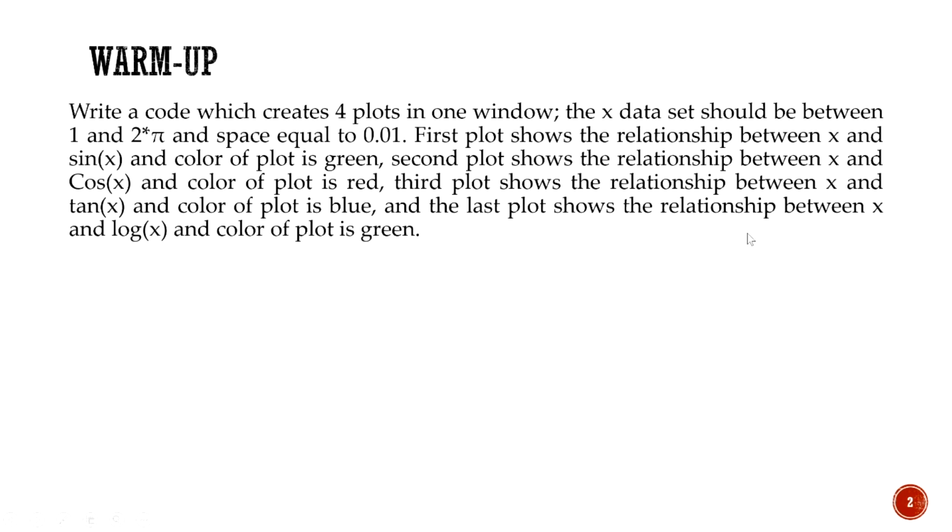The X data set should be between 1 and 2 times pi with a step equal to 0.01, so they are evenly spaced. The first plot shows the relationship between X and sine of X, and the color is green. The second plot shows X and cosine of X, and the color is red. The third plot shows X and tangent of X, and the color is blue. And the last plot shows X and logarithm of X, and the color is green.